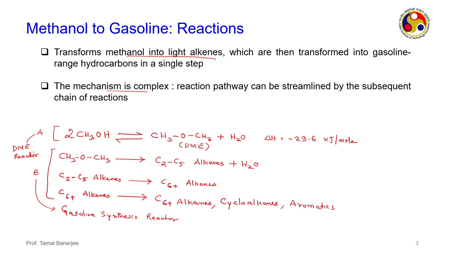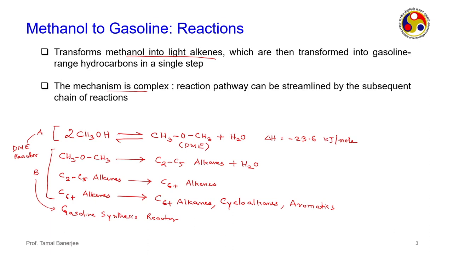In most processes, like methanol to gasoline, the reactions occur primarily in two different sets of reactors. First is the reactor which converts the methanol into an equilibrium mixture of methanol, DME and water. And the second is the gasoline synthesis reactor, the conversion of dimethyl ether to alkenes and further alkenes to the gasoline products. Okay.